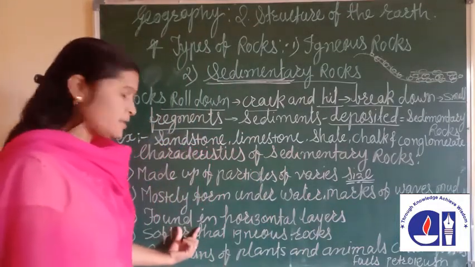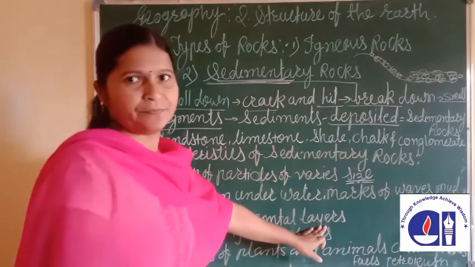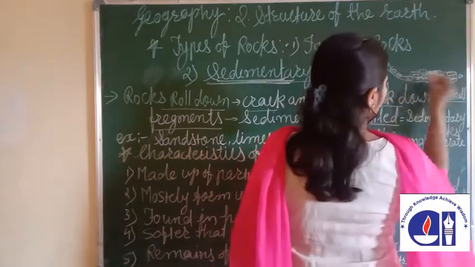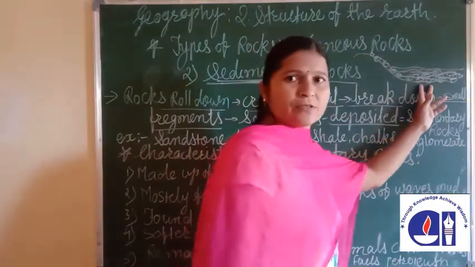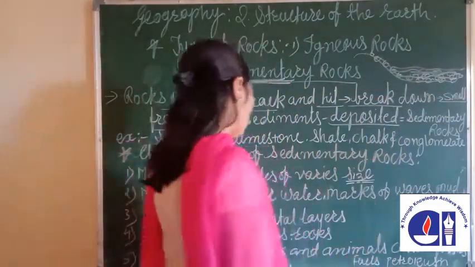Next, sedimentary rocks are found in horizontal layers. Sedimentary rocks are found in horizontal layers, like this, layer after layer deposited in a place. So all these sedimentary rocks are found in horizontal layers.